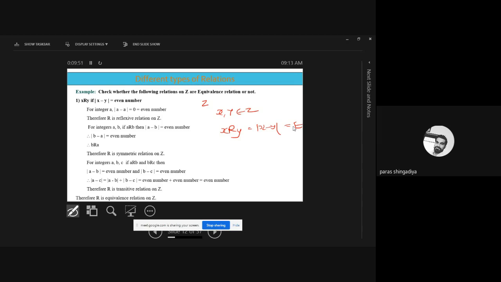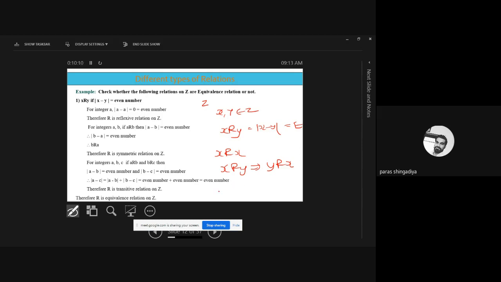So first, let us check the reflexive property. In reflexive, we check that x R x, which means (x, x) belongs to R. In symmetric, we check that if x R y, this implies y R x, which means (y, x) belongs to R. And the third one is the transitive case.